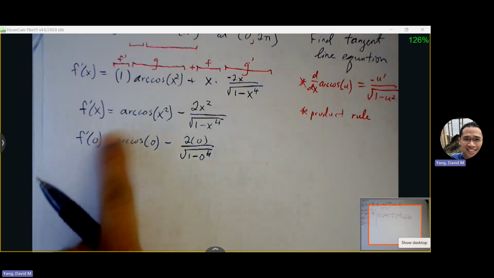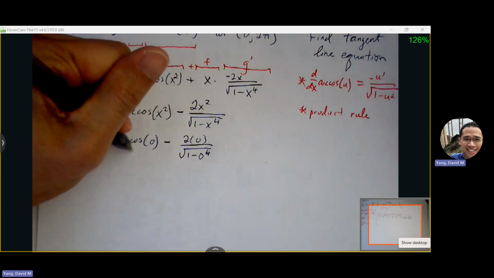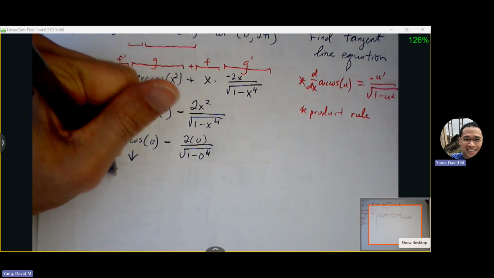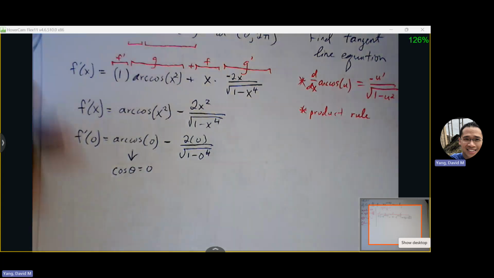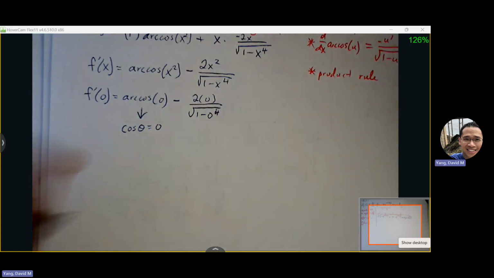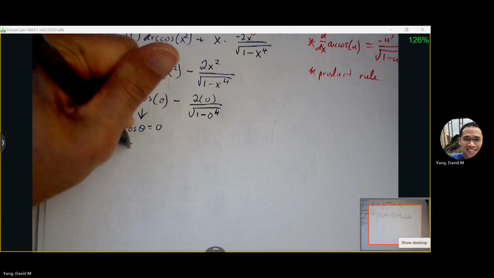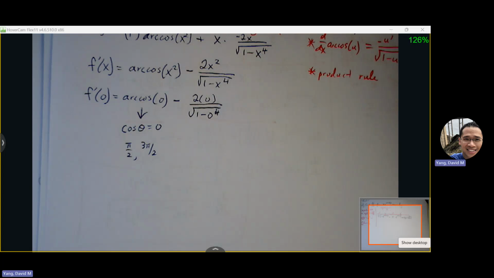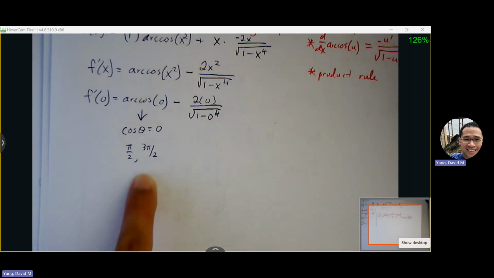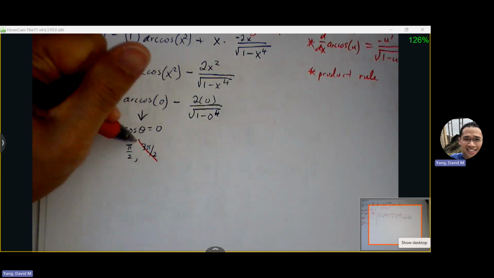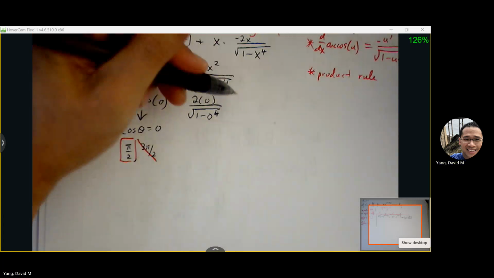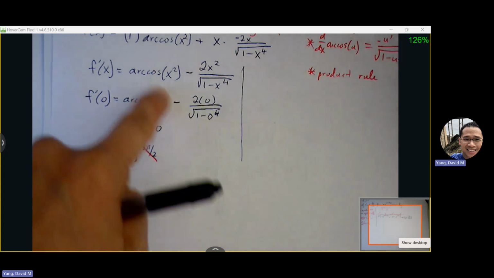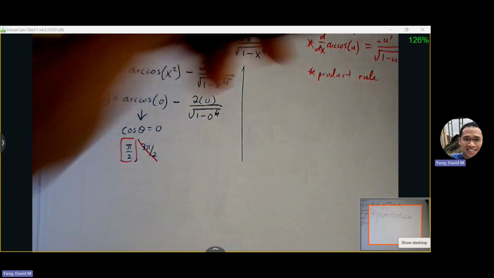Now, we can't just leave it as arc cosine of 0. We have to get it down to a numeric value. So arc cosine of 0 is same thing as saying, well, what theta value will allow cosine to be 0? That's what it's asking. And we know cosine is equal to 0 at pi over 2 and 3 pi over 2. Sorry, domain is from 0. Oh, they tell us domain is from 0 to pi. And so because of that, we can remove that 3 pi over 2, just pi over 2. So therefore, my f prime of 0 is just pi over 2 minus 0, which is pi over 2.